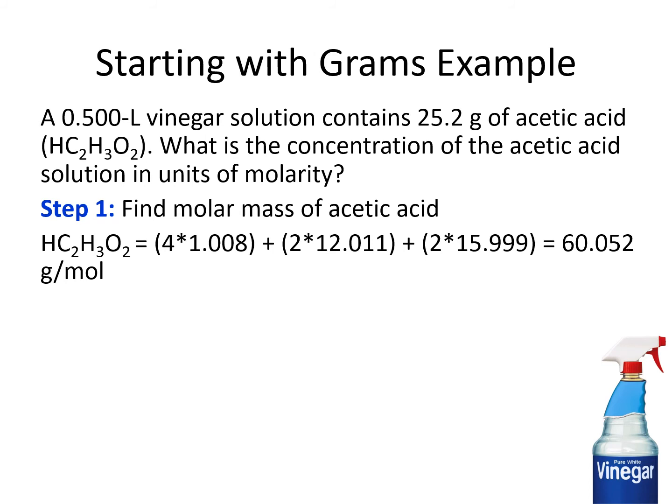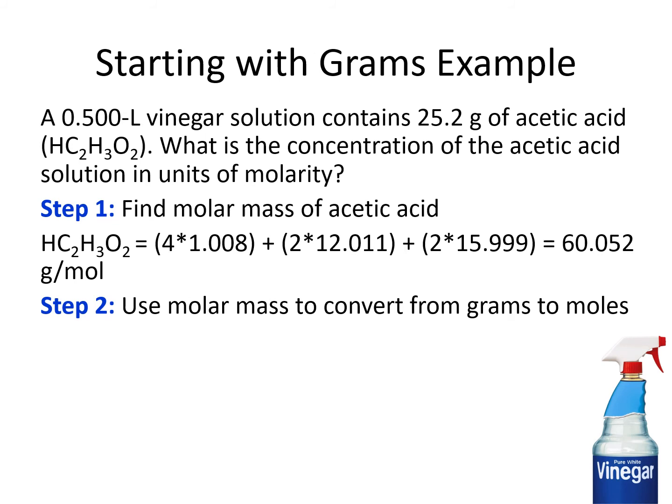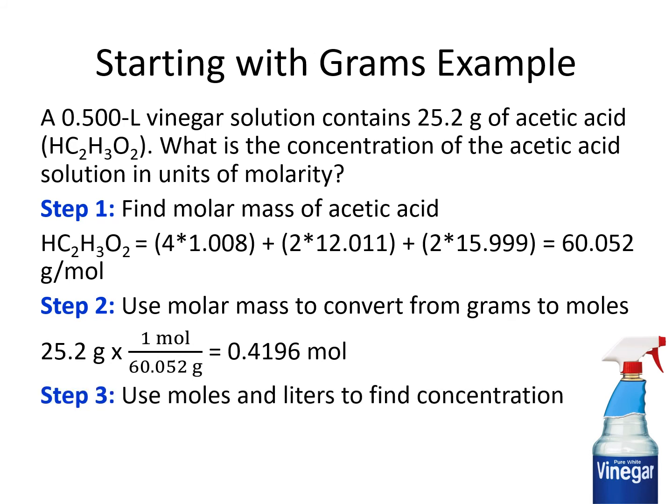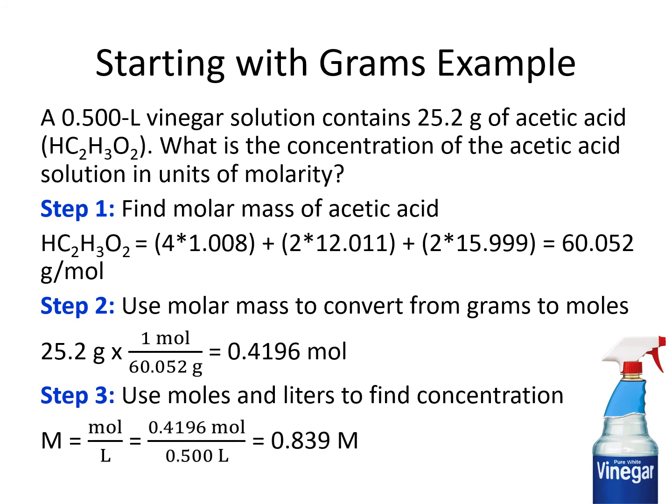Now that we have the molar mass of that compound, we can convert grams into moles. So we take our 25.2 grams, divide by the molar mass, which is the 60.052 that we just calculated, and that gives us 0.4196 moles as the amount of acetic acid that we're putting into our solution. Our third step is taking that number of moles and dividing by our liters to get molarity. So we have 0.4196 moles divided by 0.500 liters, and that gives us 0.839 molar as our concentration.